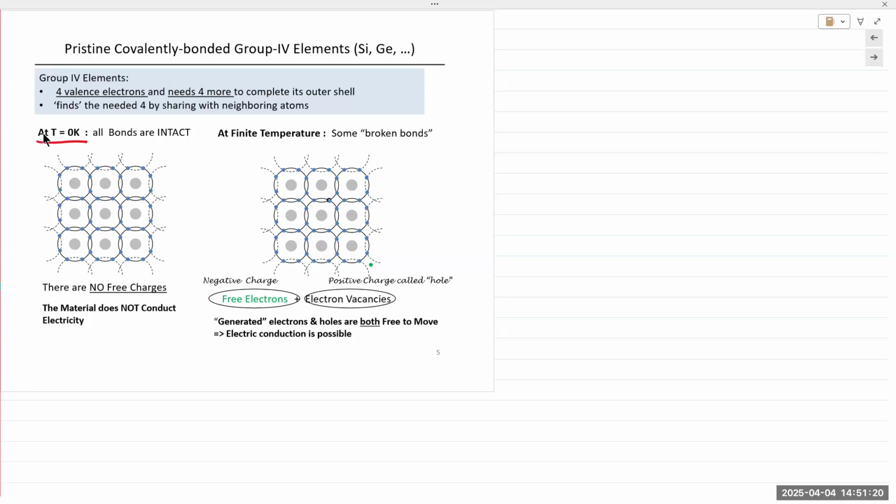Okay, so far so good. Now let's say the temperature increases. It goes from 0 Kelvin to 10, 20, 30, 40, 50, 60, 70, 100, around 100 Kelvin or so. Some electrons acquire enough energy, thermal energy, to break free of their bonds. Okay, these bonds are known as covalent bonds.